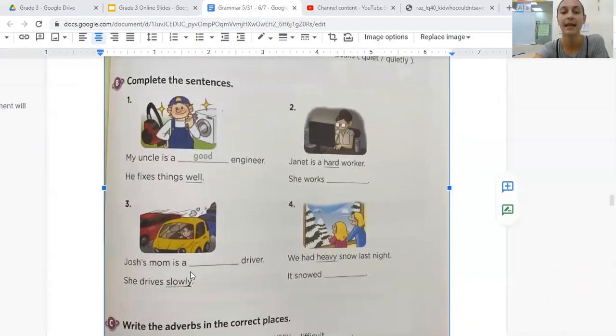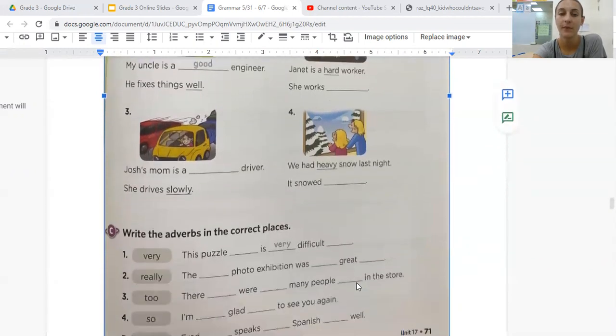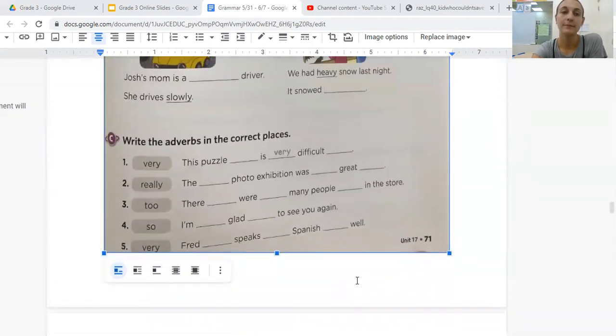Josh's mom is a blank driver. She drives slowly. So what is she? A blank driver. We had heavy snow last night. It snowed blankety. So use this verb and change it into an adverb. Okay.